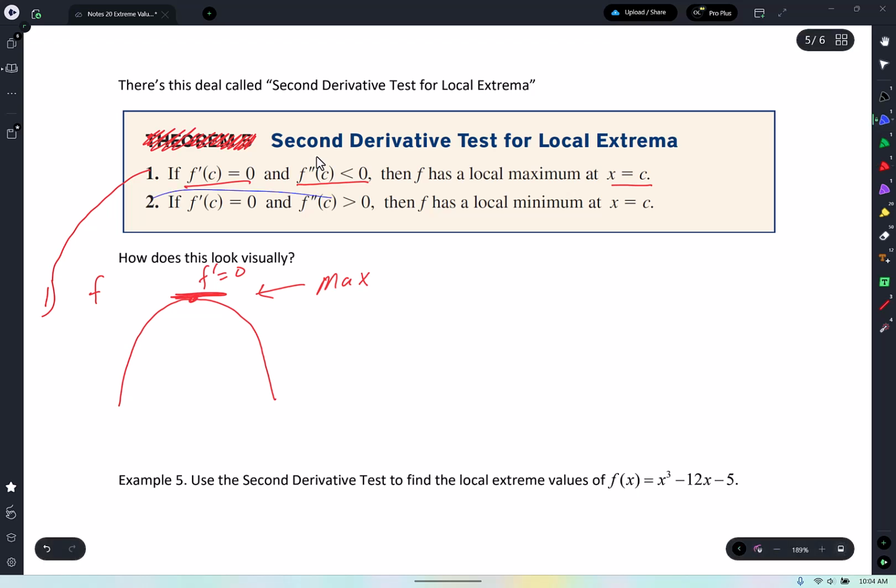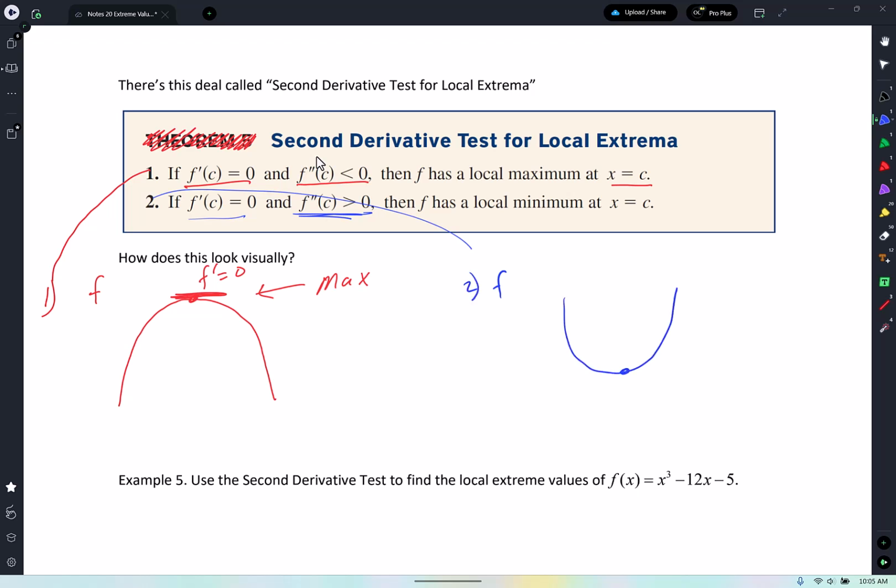Here it is, number 2. I'm going to do this one in blue. It says if the derivative is 0 and your second derivative is positive. So if the second derivative is positive, what does that mean about f? Concave up. So here's concave up. And at this point right there, f prime is 0. What do you notice? You have a min. And that's all it's saying. So there it is, number 1 and number 2 visually and color coded. Was that simple, guys? Yeah, pretty straightforward.